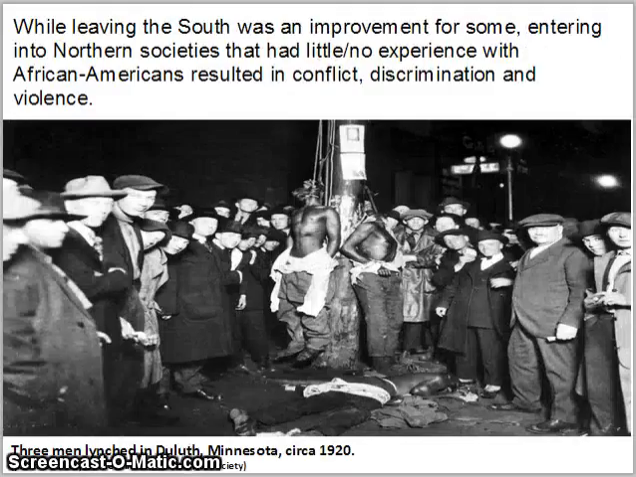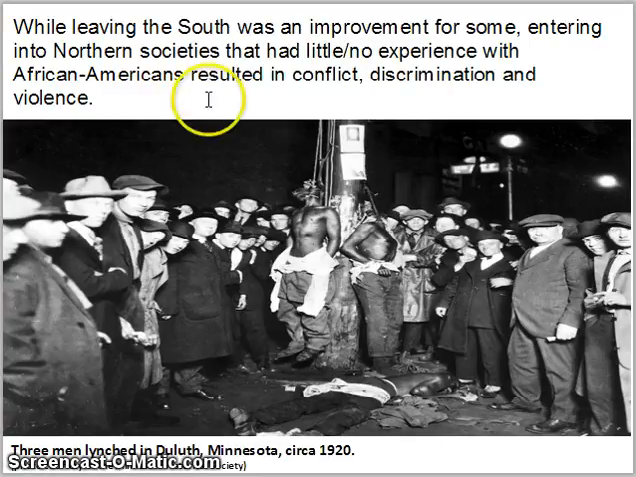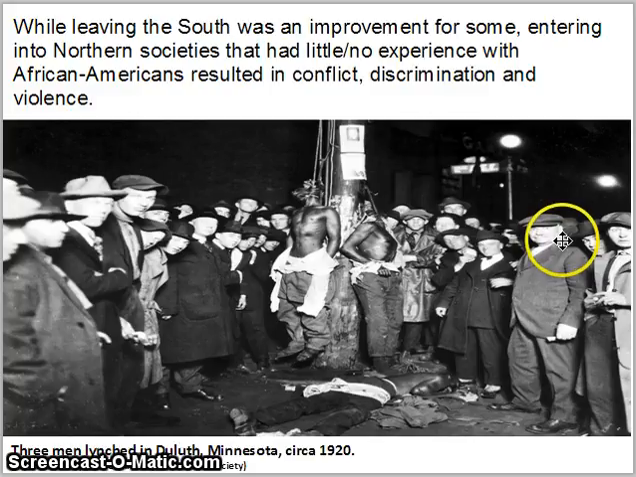Like I said before, it's important to understand that while there was an improvement for leaving the South, entering northern societies that had little or no experience with African Americans still resulted in widespread conflict. There was certainly a lot of discrimination from northern businesses and people, and as we can see in this picture of a lynching in Minnesota, there was still terribly racist violence directed towards African Americans.